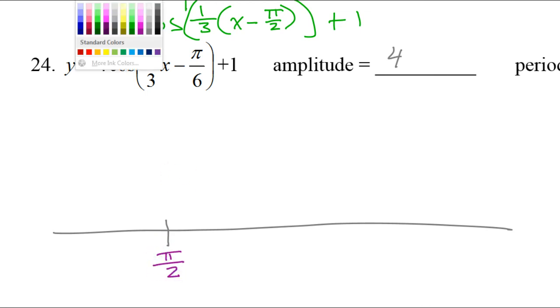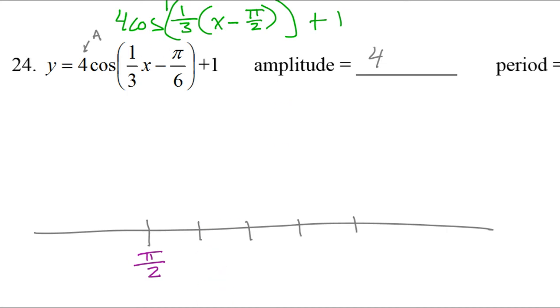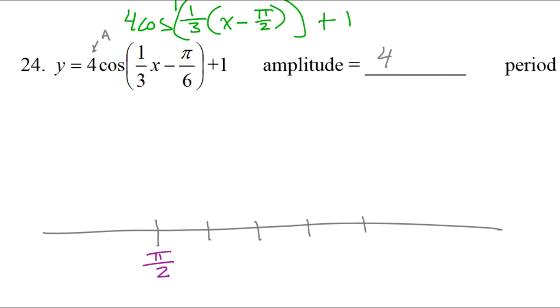Now, for the rest of the period, I need to lay out 4 marks. So I'm going to go over 1, 2, 3, 4 spaces. That should be enough for one full period. Now, I need to label these right now. To label them, I keep in mind that every marking represents 1/4 of the period. So right now I know that the period is 6 pi. So the question is, what is 1/4 of the period?